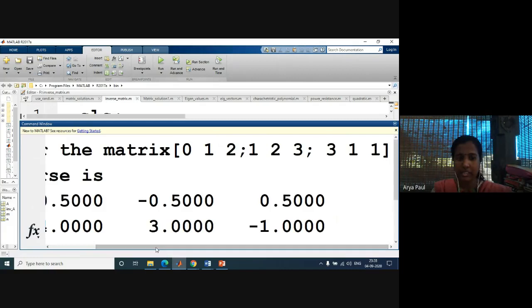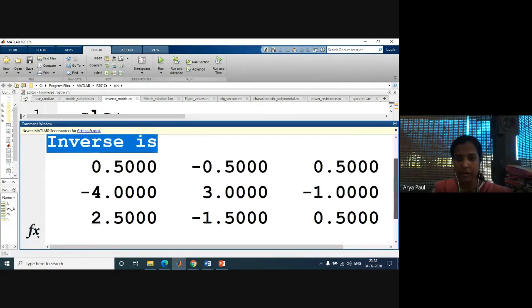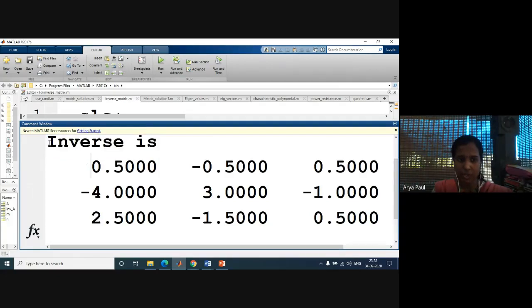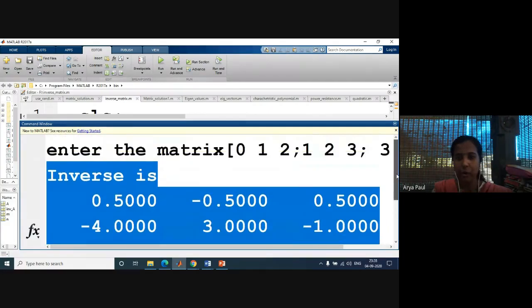Here it is displaying the inverse. See, the inverse is this particular matrix. So the inverse is also a matrix, so you can compute the inverse of a matrix like this. I hope this is clear.